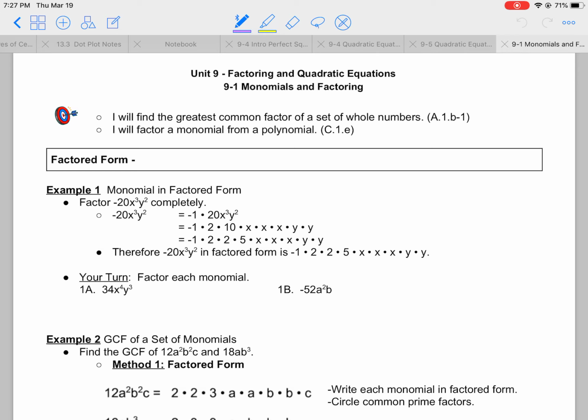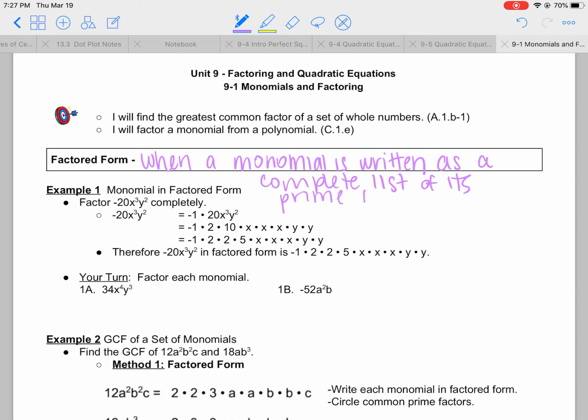Whenever you have something that is in factored form, this is when a monomial is written as a complete list of its prime factors. You may also see it called prime factorization.